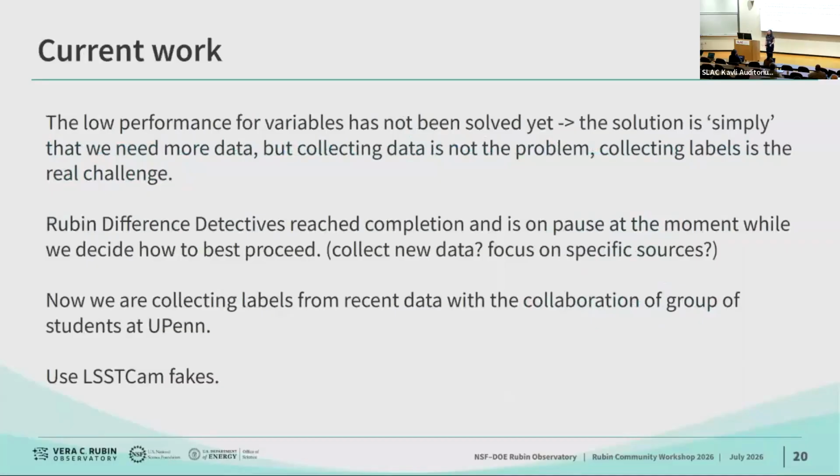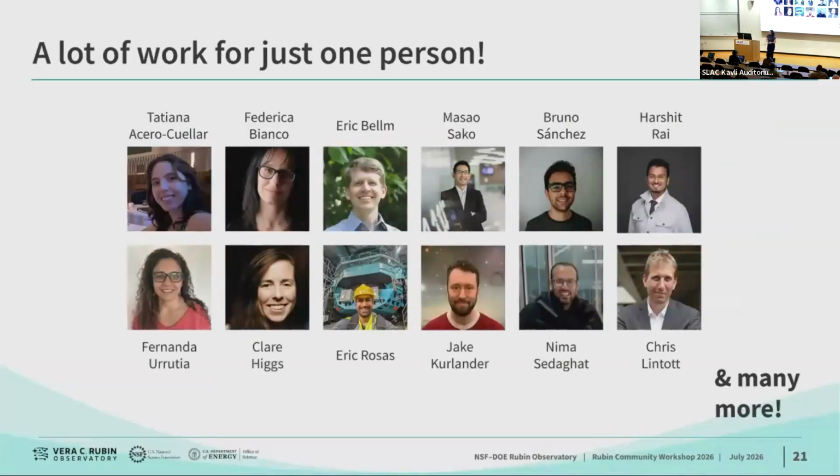Okay, so current work. Of course, there is a problem getting the labels. So this Universe project is right now on pause while we decide what is the best way to proceed. But right now we are collecting labels with recent data with the collaboration of a group of students at UPenn. For sure, the next version is going to use the LSST CAM fakes and not the COMCAM fakes. And we are also going to use other catalogs besides DNS and Gaia. And yeah, that's all.